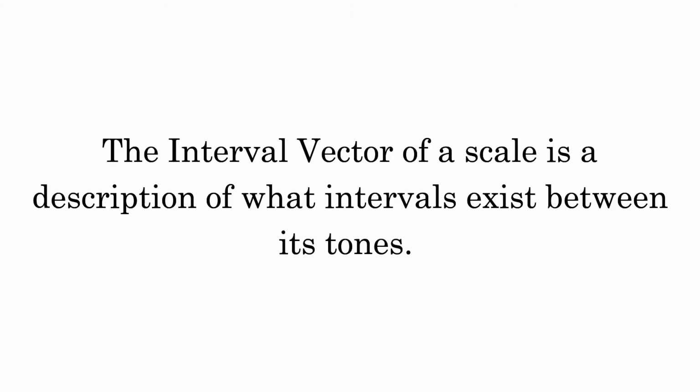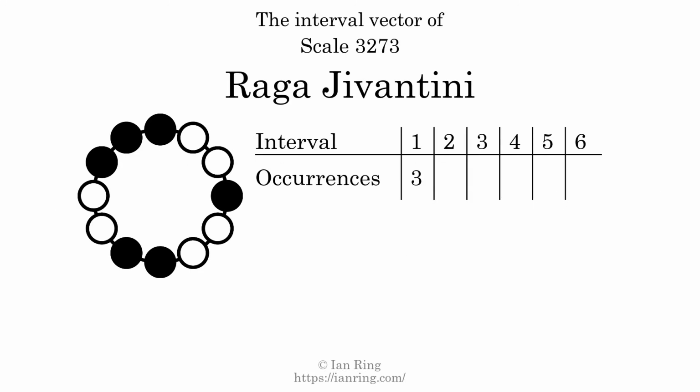The interval vector of a scale is a description of what intervals exist between its tones. There are 3 intervals with the size of 1 semitone. They are here, here, and here. There is 1 interval with a size of 2 semitones. It is here. There are 3 intervals with a size of 3 semitones. They are here, here, and here.